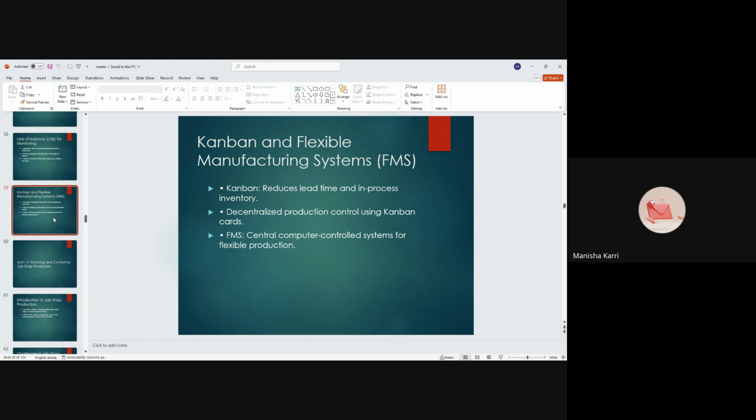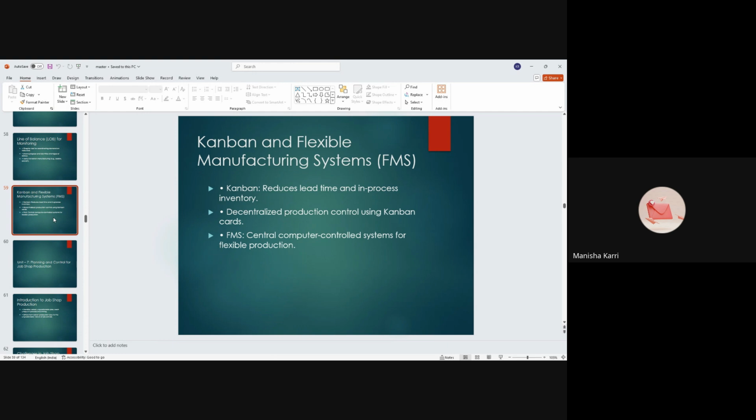Okay. Next is flexible manufacturing systems, FMS. So FMS is a manufacturing system where production is controlled by a central computer. This setup allows for flexible and efficient production of different products or product variants without major delays.